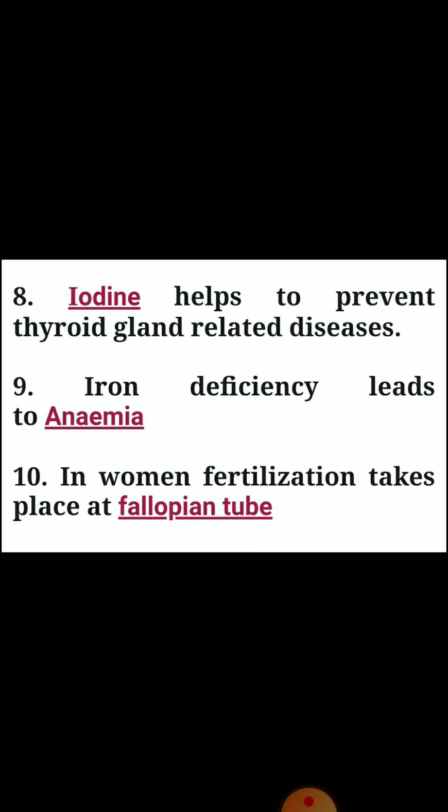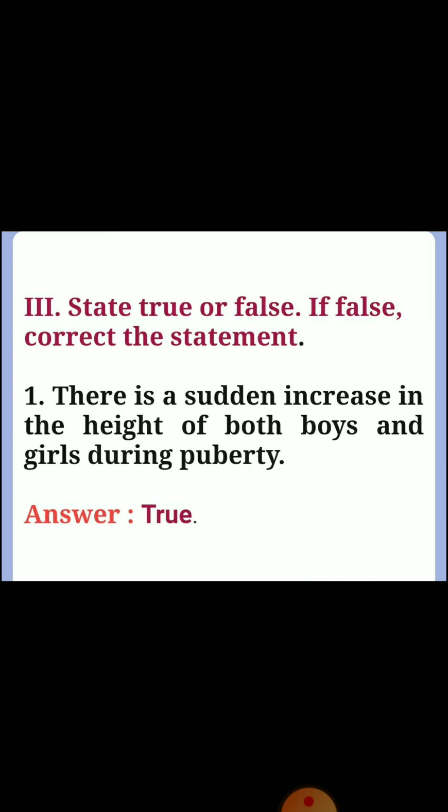Eighth one, dash helps to prevent thyroid gland related diseases. Answer iodine. Ninth one, iron deficiency leads to dash. Answer anemia. Tenth one, in human, fertilization takes place at dash fallopian tube. Next, third Roman, state true or false. If false, correct the statement.